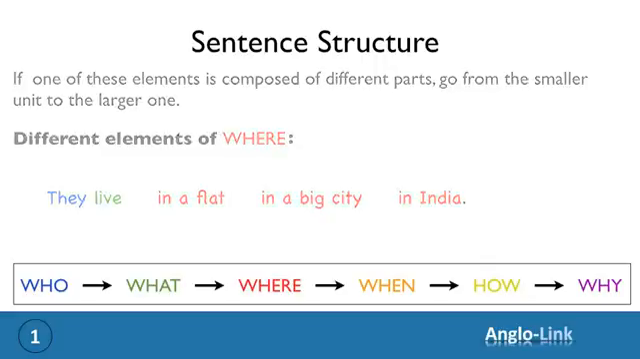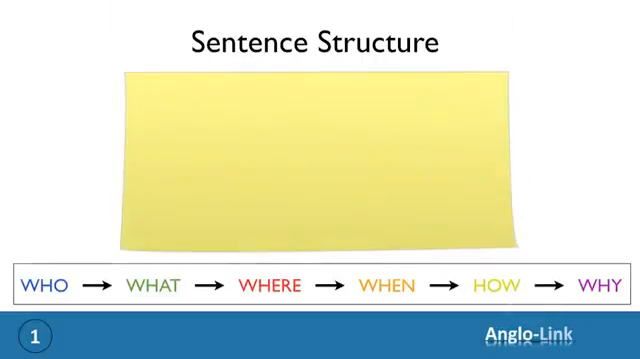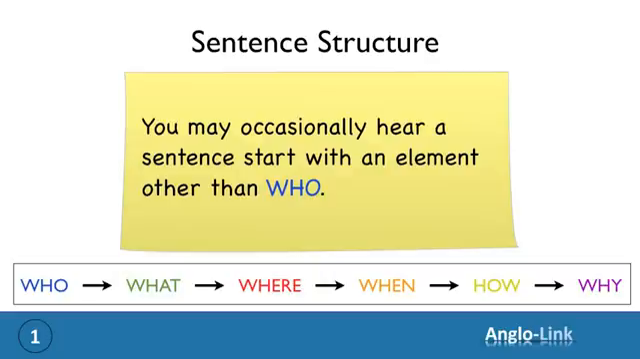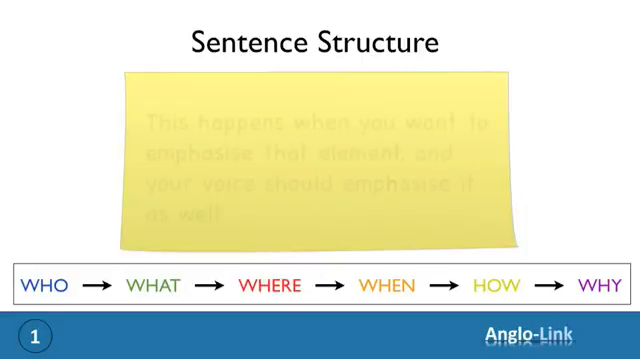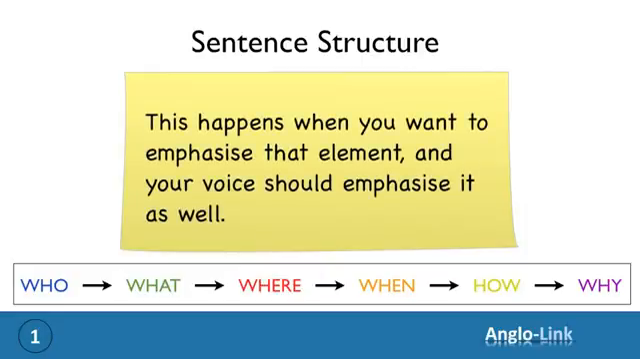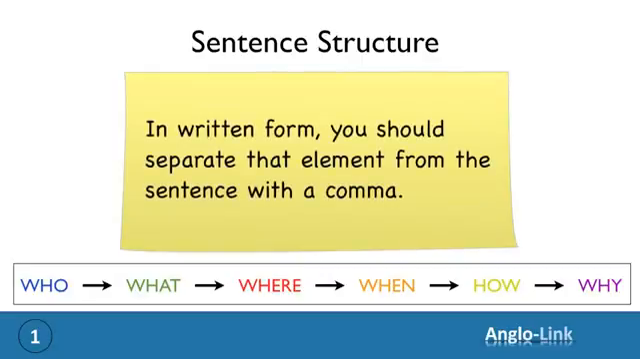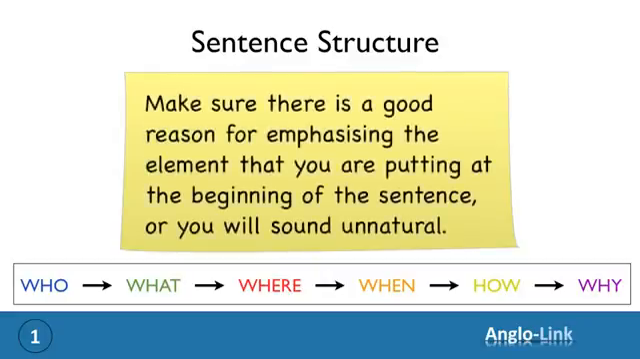Right, there's a specific case I'd like to mention now. You may occasionally hear a sentence start with an element other than who. This happens when you want to emphasize that element, and remember that your voice should emphasize it as well. And in written form, you should separate that element from the sentence with a comma. Just make sure that there is a good reason for emphasizing the element that you're putting at the beginning of the sentence, or you will sound unnatural.